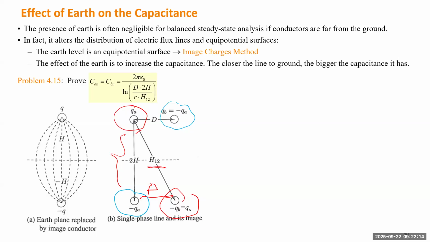In the textbook, there's a homework problem, and I only give it as homework because I can just quickly demonstrate how to solve it. It's not very hard. But the problem asks you to prove that if we consider the ground, the capacitance per conductor will satisfy this formula.